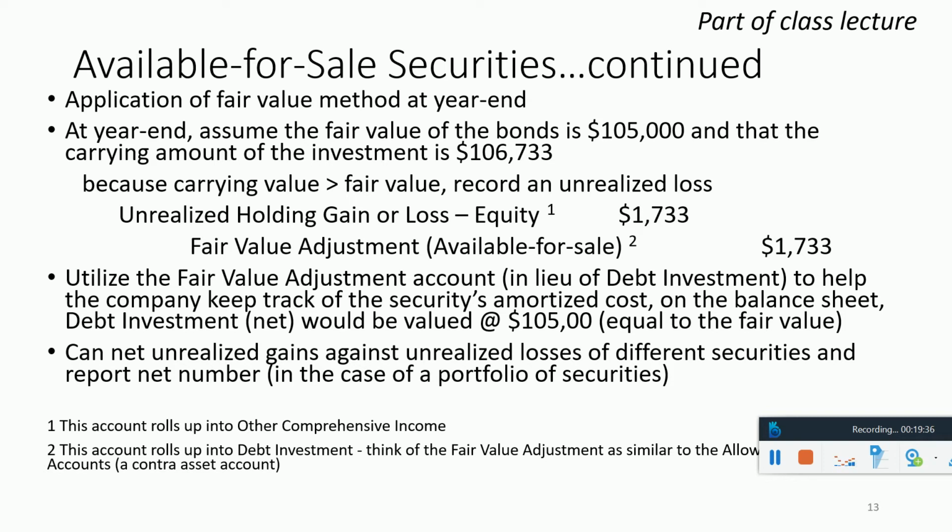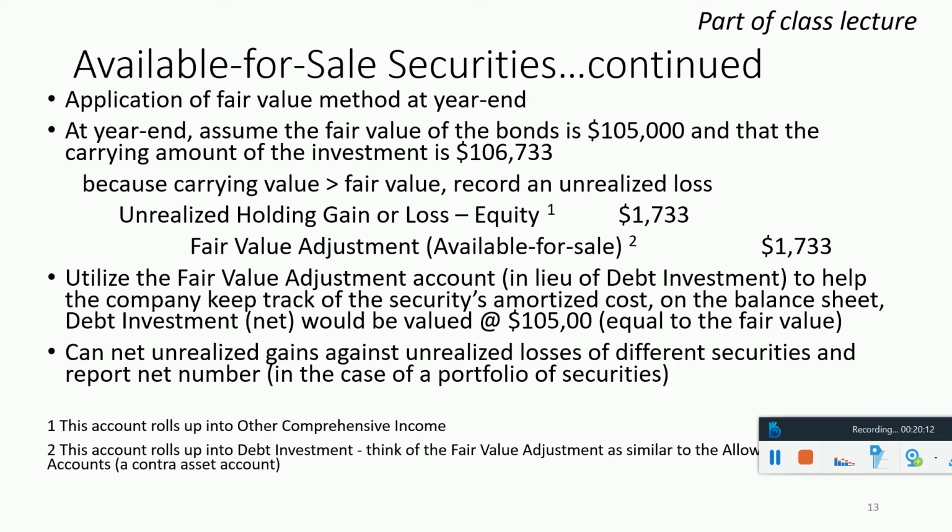So in this situation, the carrying value is greater than the fair value, and therefore we need to record an unrealized loss. That journal entry is going to be a debit to unrealized holding gain or loss dash equity, and that account is going to roll up into other comprehensive income, which is a section within the stockholders' equity portion of the balance sheet. And then the credit is going to go to fair value adjustment, available for sale.